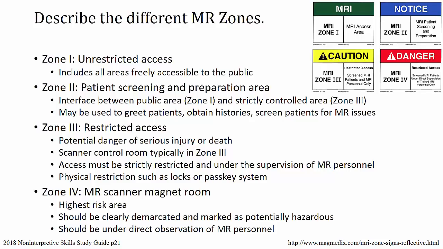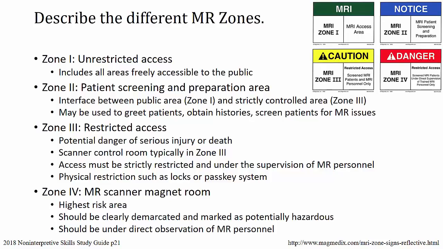So this is where you get into areas where there's a potential danger of serious injury or death. The scanner control room, for example, is typically located in zone 3. Access must be strictly restricted and under the supervision of MR personnel. So if you have a patient going through, they've got to be escorted and supervised at all times. And also restriction must be in place, such as locks or a pass key system. In other words, people shouldn't be able to get into a zone 3 unless they are supposed to, and otherwise it should be locked out.